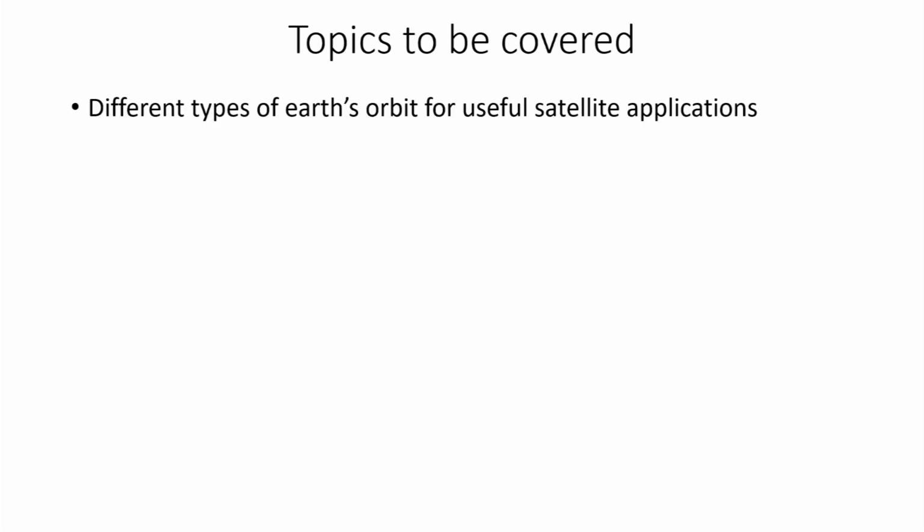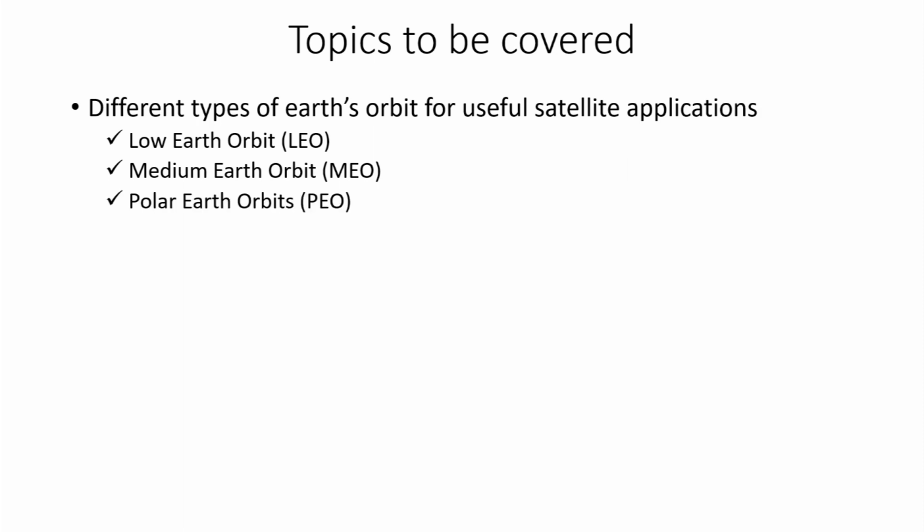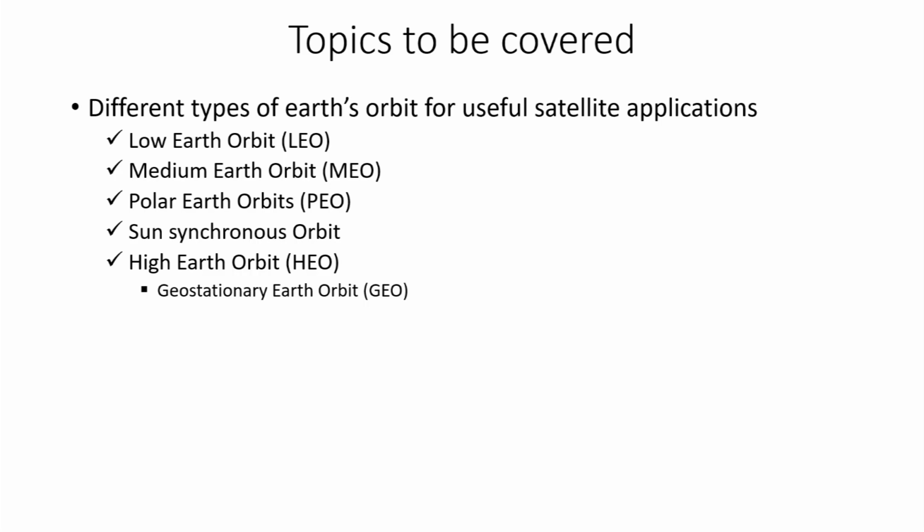To continue that discussion, today we will cover the different types of Earth's orbit which are used for satellite applications. We will consider the low Earth orbit, that is LEO, then medium Earth orbit, MEO, then polar Earth orbit. We will define each orbit subsequently. Then sun synchronous orbit and high Earth orbit, and in high Earth orbit we will consider 2 types of orbits, that is geostationary Earth orbit and geosynchronous orbit, or GSO.